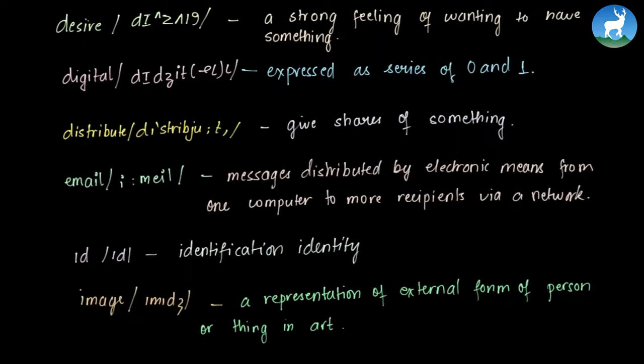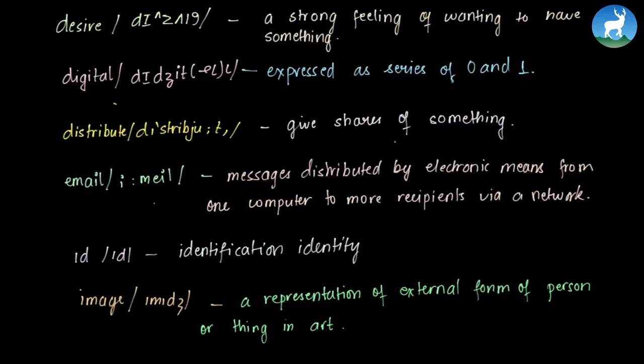So the first word is desire, and it means a strong feeling of wanting to have something. Similarly, after desire comes digital. Digital is expressed as series of 0 and 1. Next is distribute, which means give shares of something.